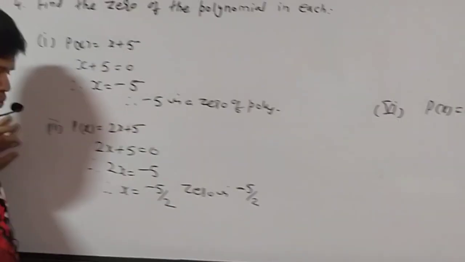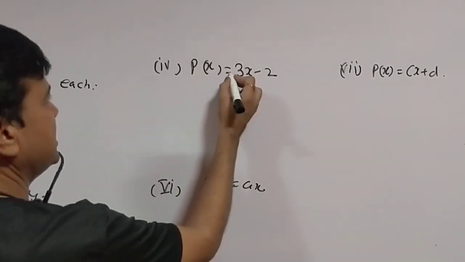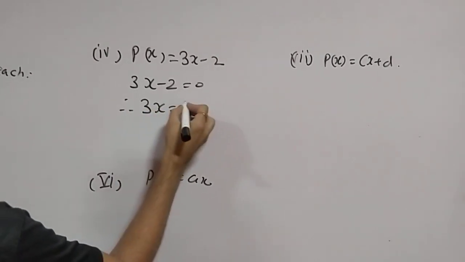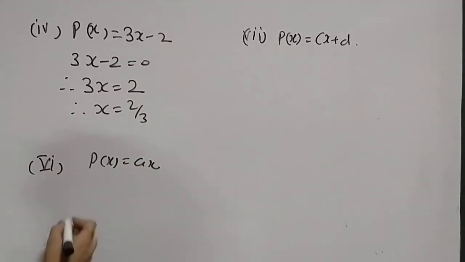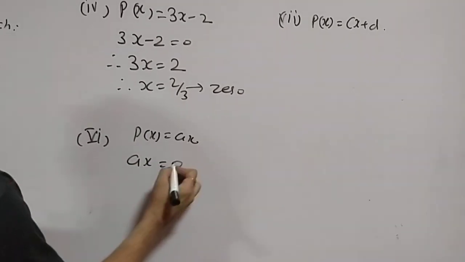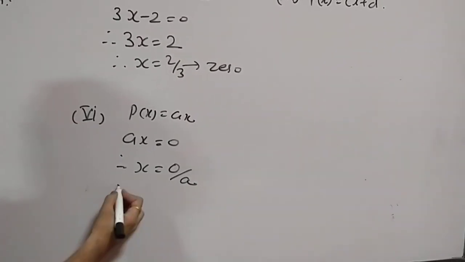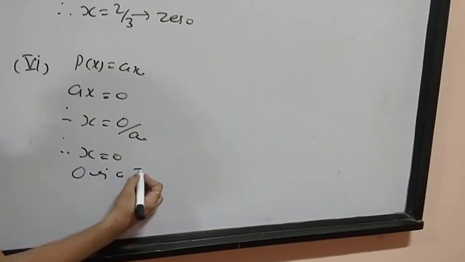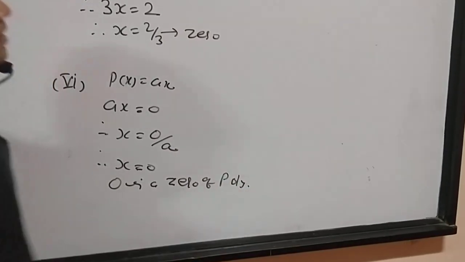Therefore, zero is minus 5 by 2. Again, same sum. P of x is 3x minus 2. Take 3x minus 2 is 0. Therefore, 3x is equal to 2. Therefore, x is equal to 2 by 3. So, zero is 2 by 3. Here ax is equal to 0. Therefore x is equal to 0 upon a. Therefore x is equal to 0. So here 0 is a zero of the polynomial.